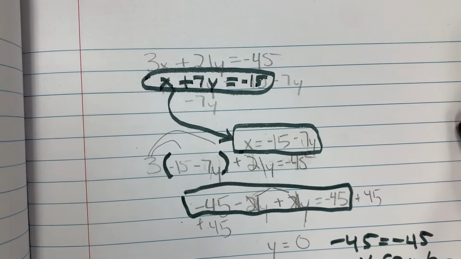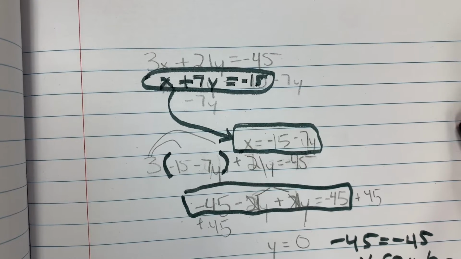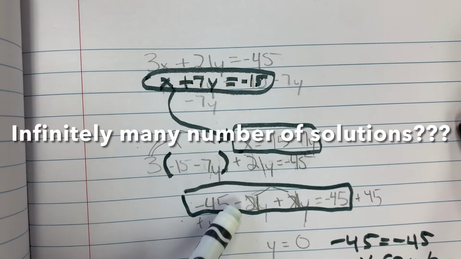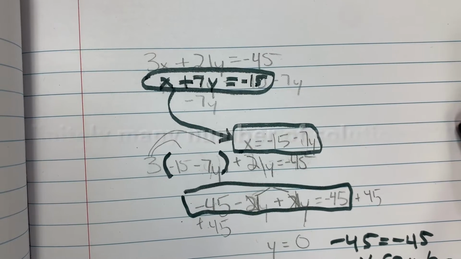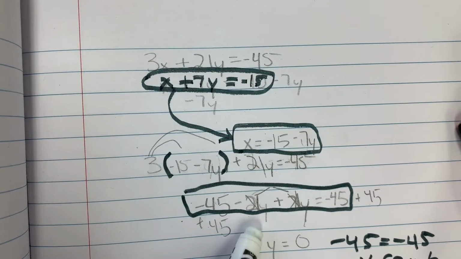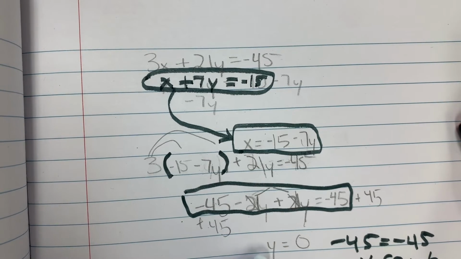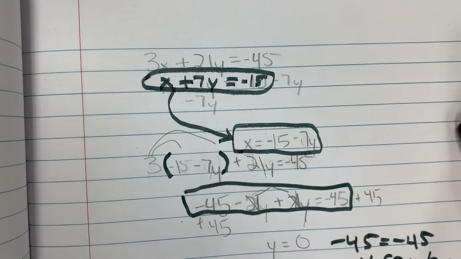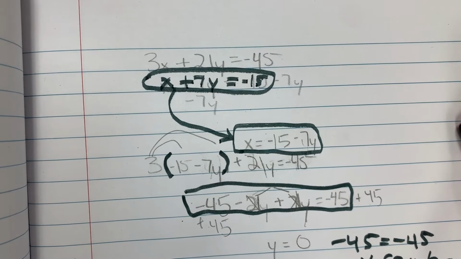I think it's going to be infinitely many solutions. If y is equal to 0, there's no reason to believe that y is equal to 0. But if we say, what if y is equal to 0? Then the answer is x is negative 15. So this is one solution, okay?